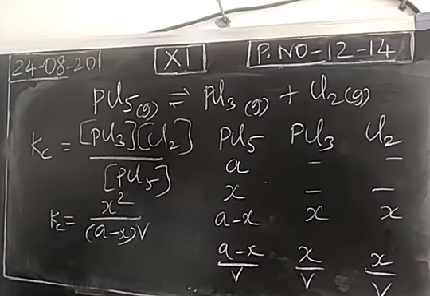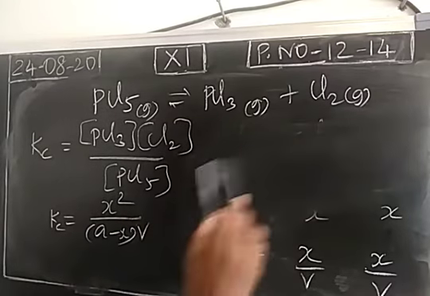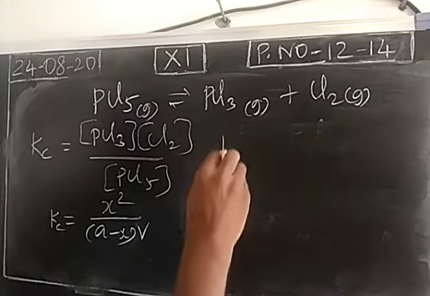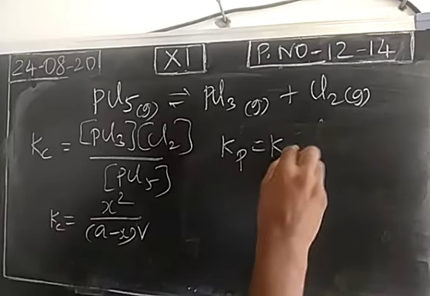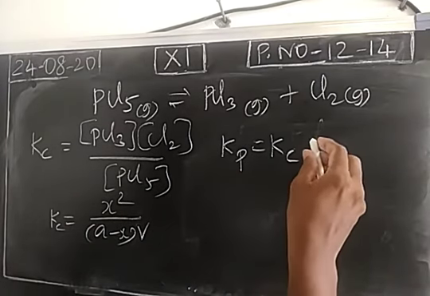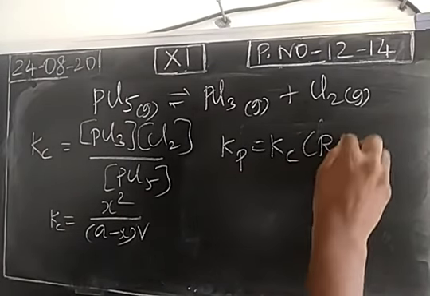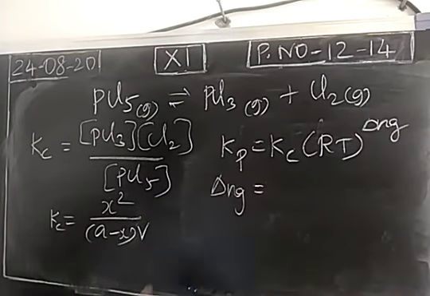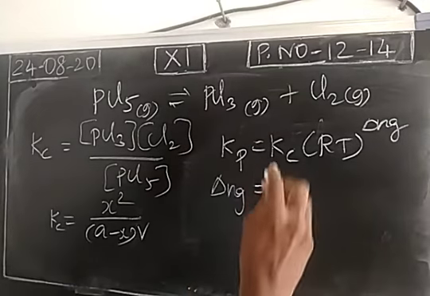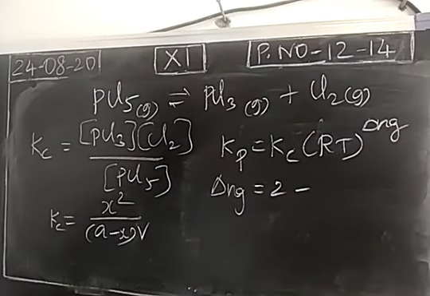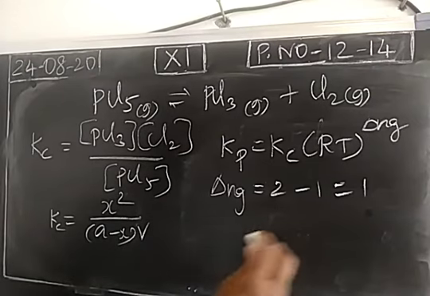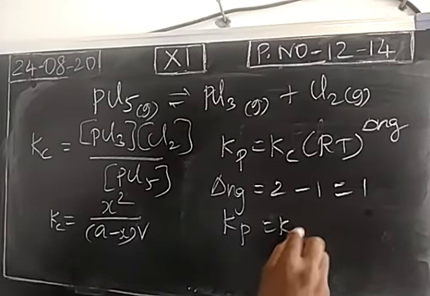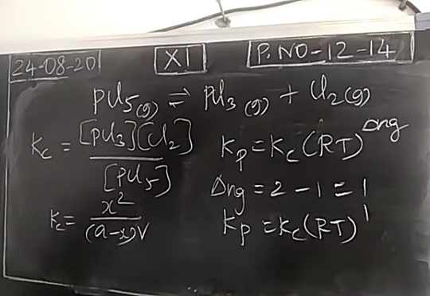Right, we need Kp. How to derive the Kp value? The relationship between Kp and Kc is Kp is equal to Kc RT power delta ng. Calculate delta ng: number of moles of products 1 plus 1, 2, minus the sum of moles of reactant, 1. So delta ng value is 1, so Kp is equal to Kc RT power 1.